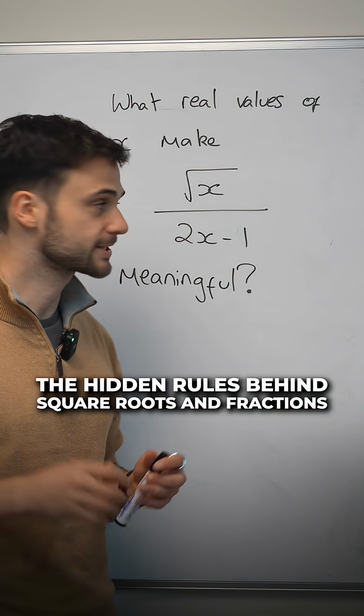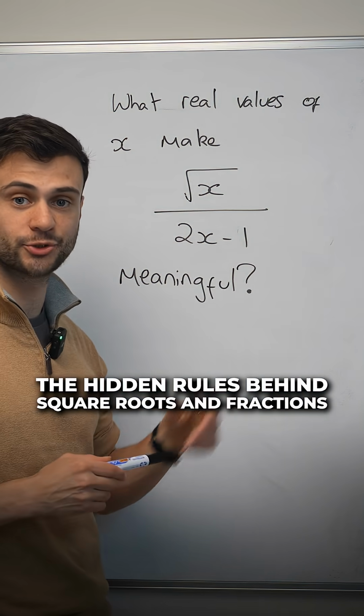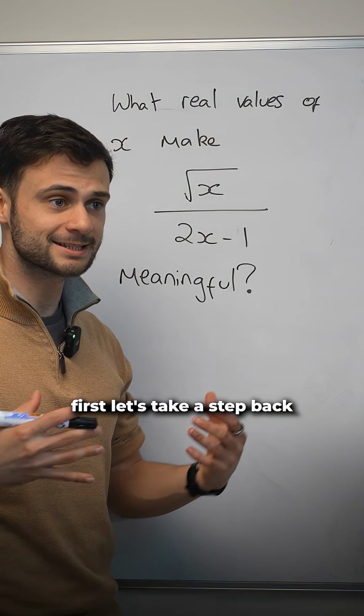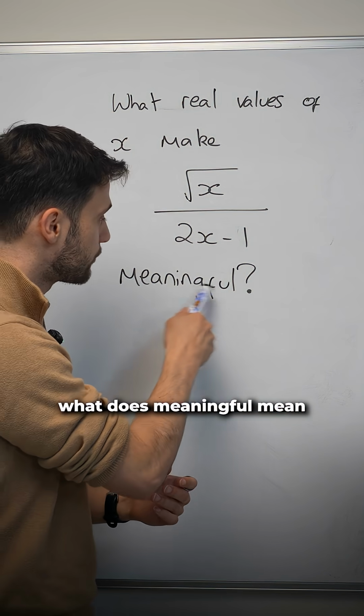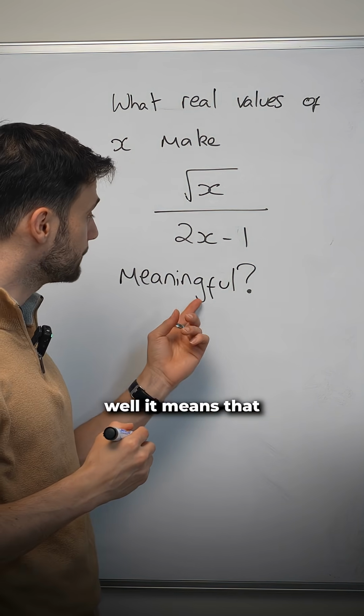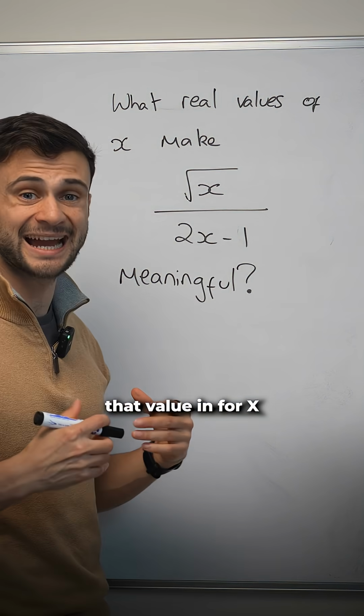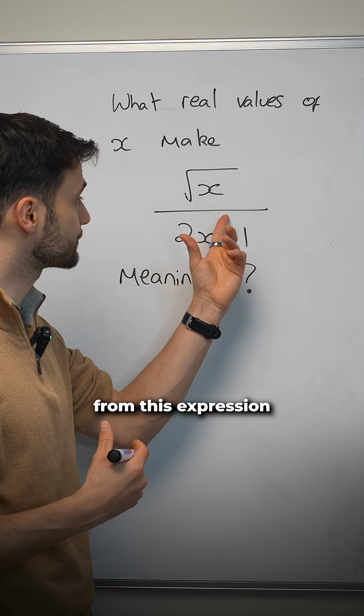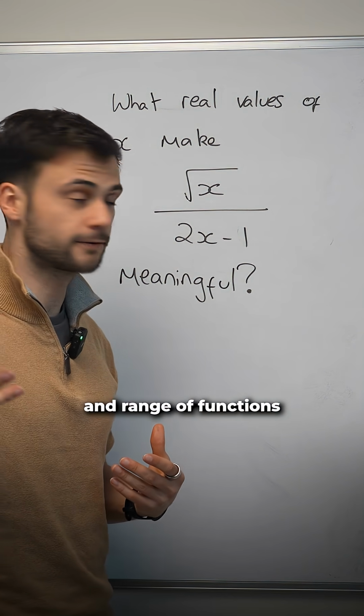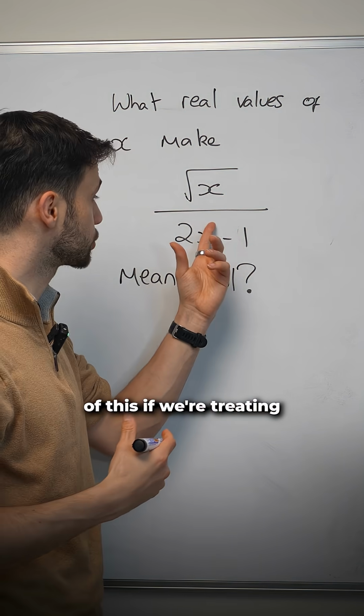What real values of x make the square root of x over 2x minus 1 meaningful? First, let's take a step back and think, what does meaningful mean in this context? Well, it means that when we substitute that value in for x, we get an output from this expression. If you know about domain and range of functions, it's like the domain of this if we're treating this as a function.